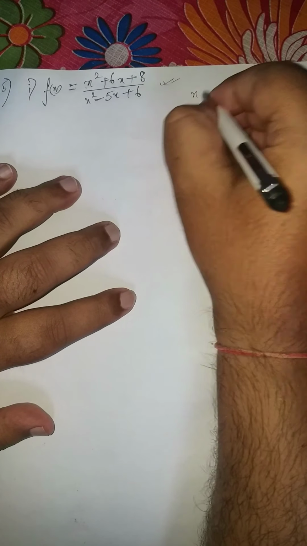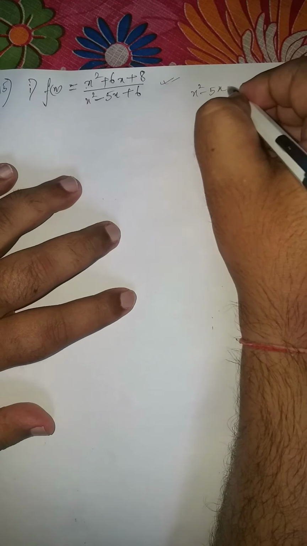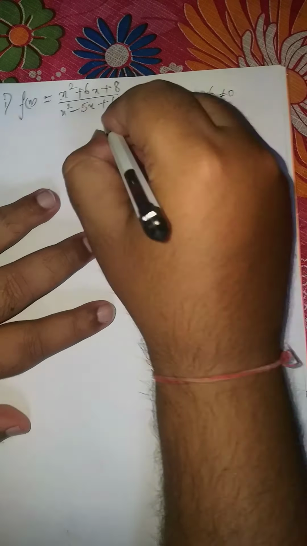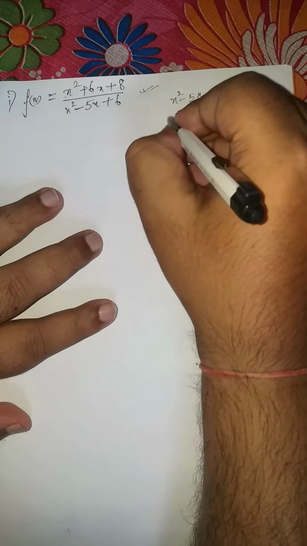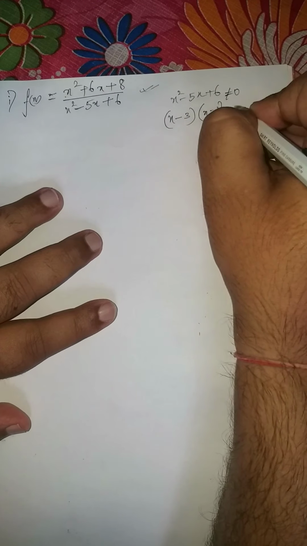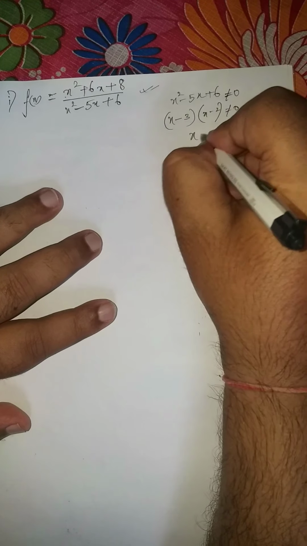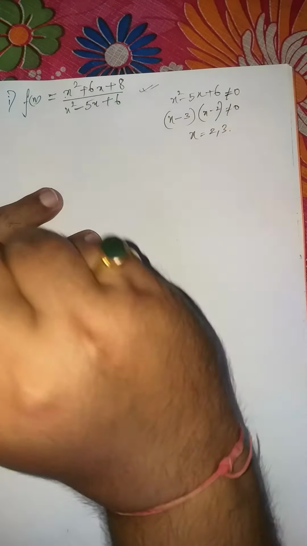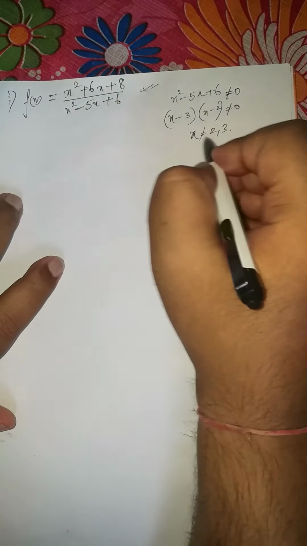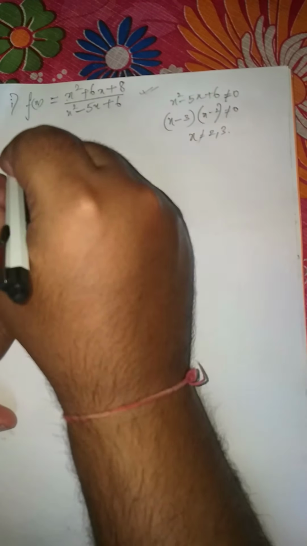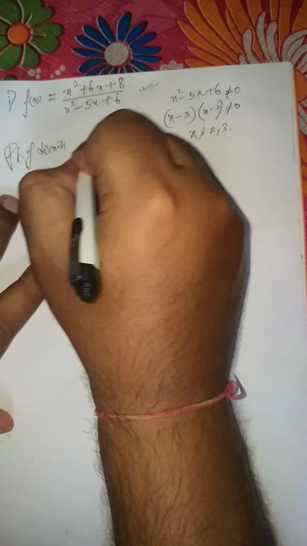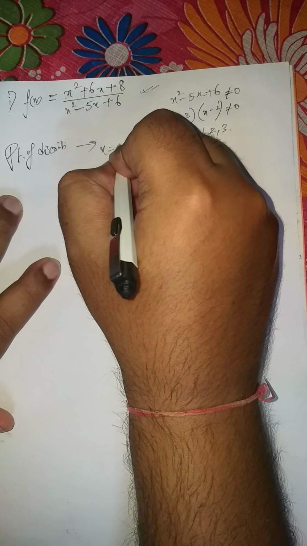So for the domain, x square minus 5x plus 6 should not equal 0. That is, x minus 3 and x minus 2 should not equal 0, so x should not equal 2 and 3. So the points of discontinuity for this given function are x equals 2 and 3.